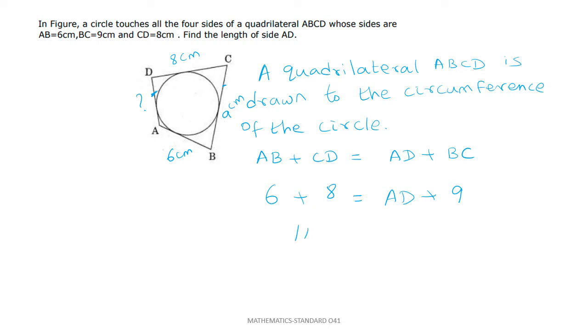So 8 plus 6 will give you 14. Let me bring 9 to the other side. 14 minus 9 is AD. So it is 5. So very easy, no children. AD is 5 centimeter is the answer. If you don't know this theorem, you may think, oh, what is this? How to find this? Looks very tough. So remember this always, children. Whenever you see a circle and there is a quadrilateral drawn to the circumference of the circle, then use this theorem: AB plus CD equals AD plus BC.